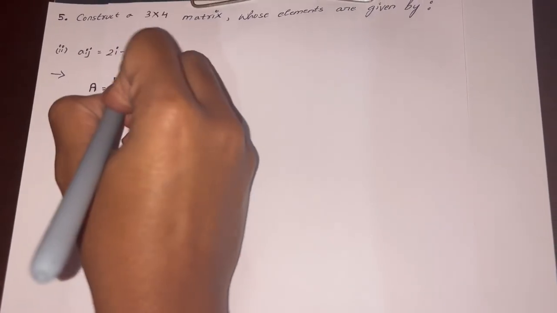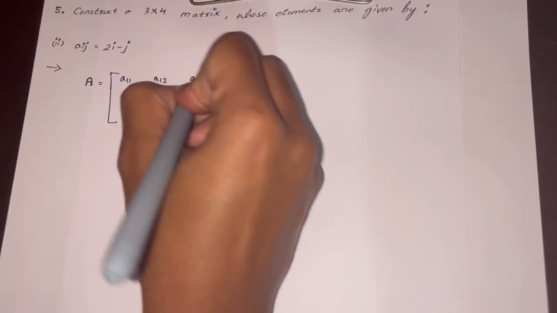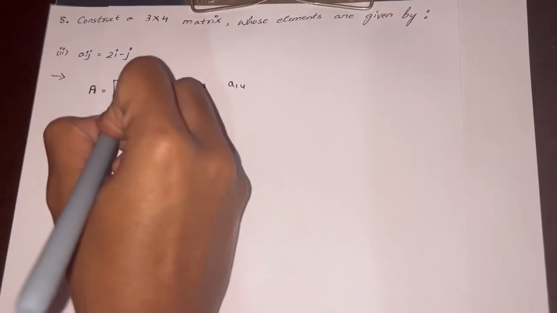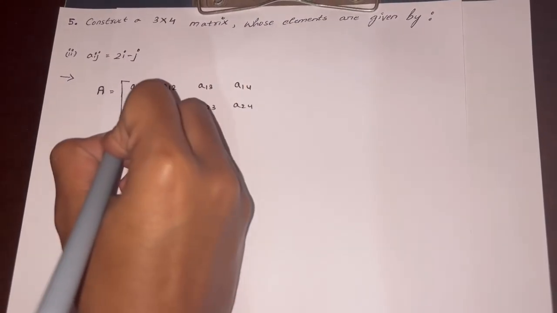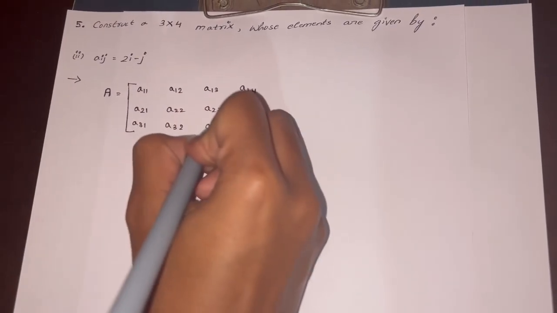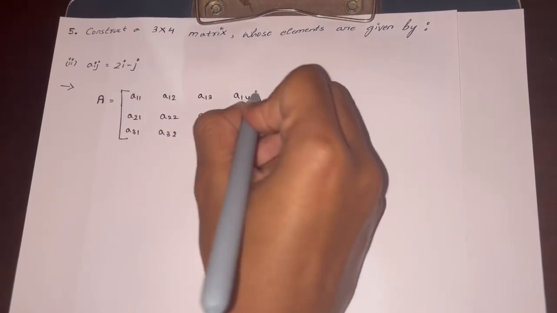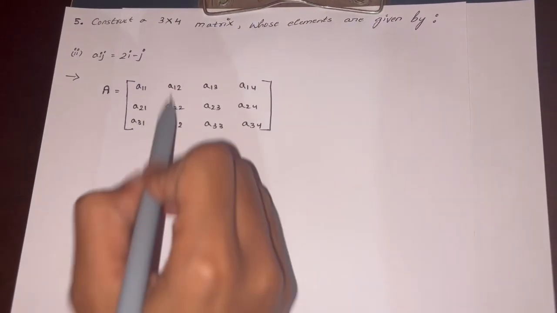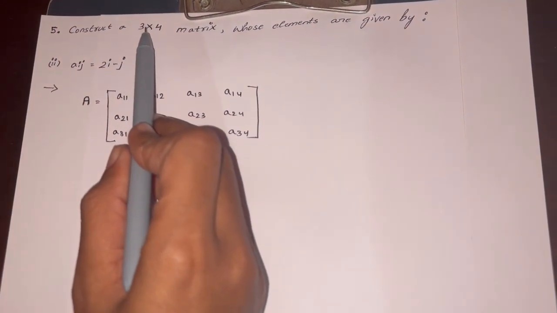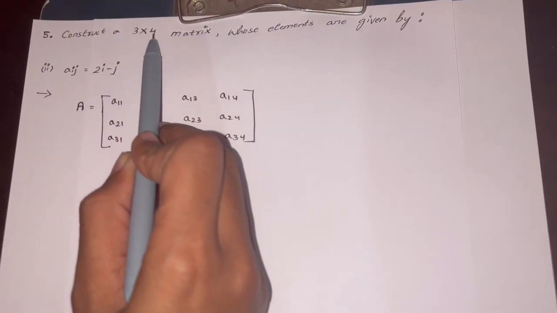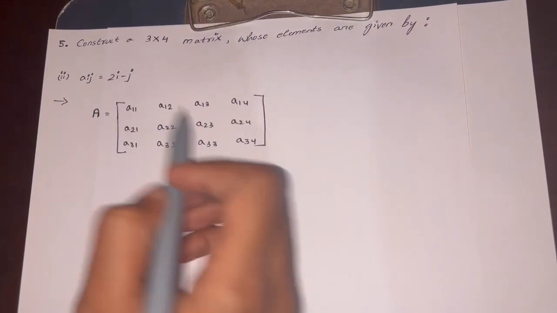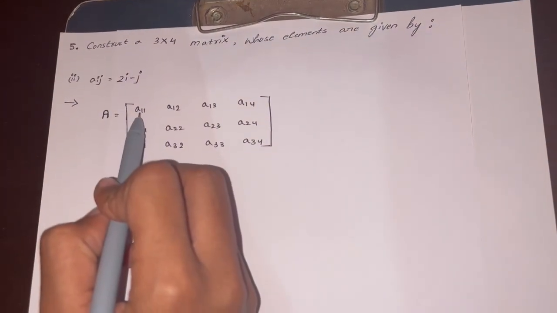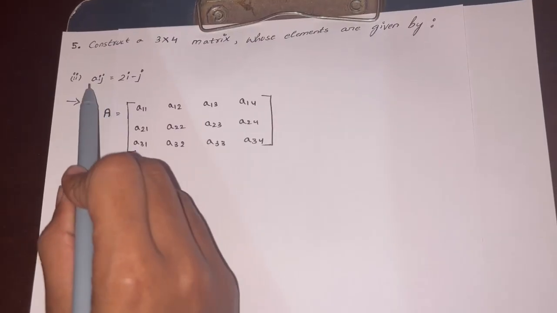A is equal to A11, A12, A13, A14, A21, A22, A23, A24, A31, A32, A33, A34. So here we have 3 rows and 4 columns because they have asked us to construct a 3 into 4 matrix, which is nothing but 3 rows and 4 columns. As you can see, there are 3 rows and 4 columns. Now we have to find each element of this with the help of Aij. We just simply have to replace these numbers in place of i and j and find all the elements.